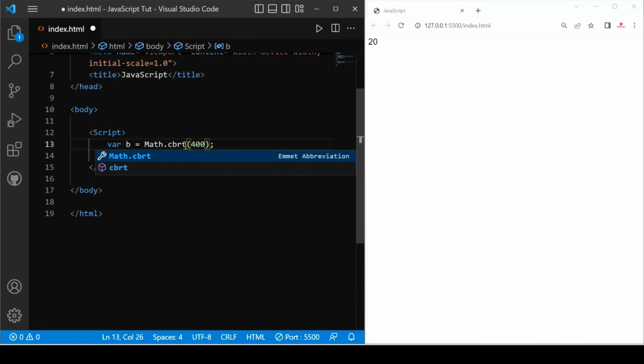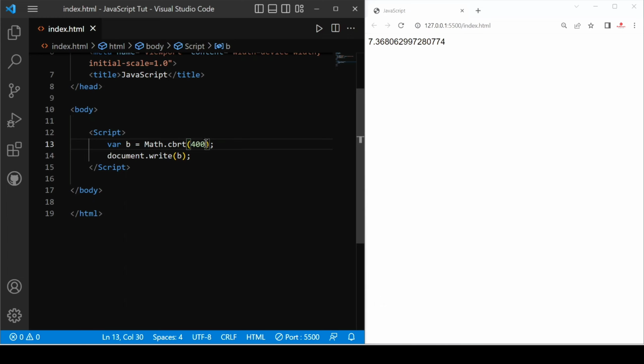Okay. Similarly, we have cube root, cbrt. Now if we provide here 8, it will give us 2. If we provide 27, it will give us 3. Similarly, we can provide 512, and it will give us 8. If we provide something like 400, it will give us a point value. You can clearly see. Similarly, you can do that in square root also.